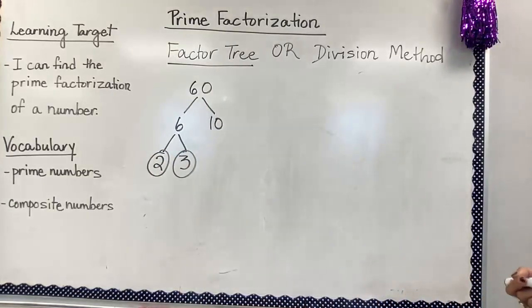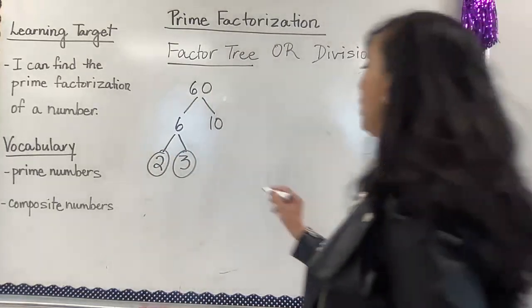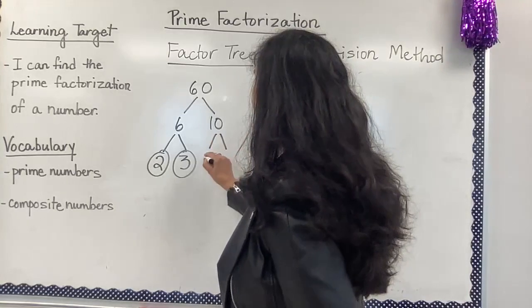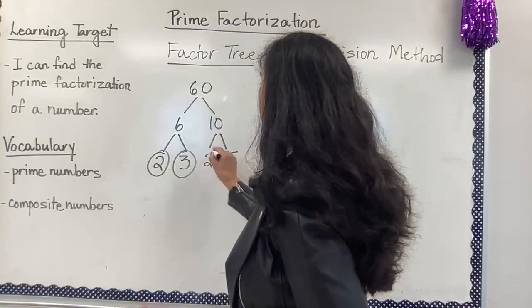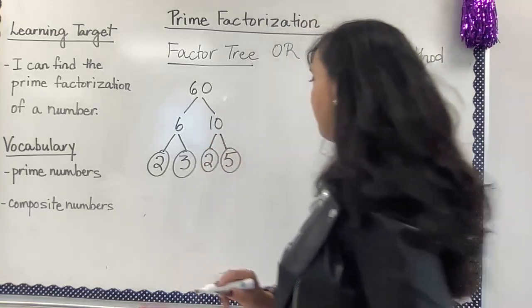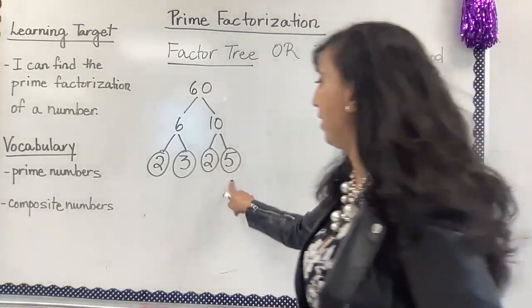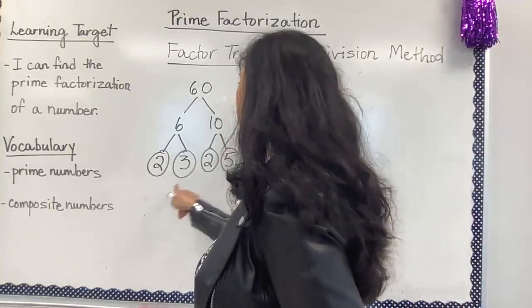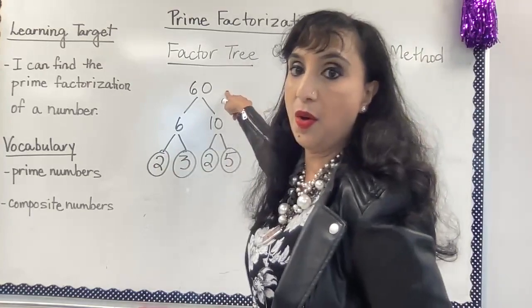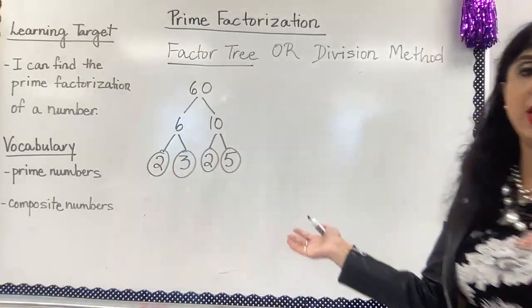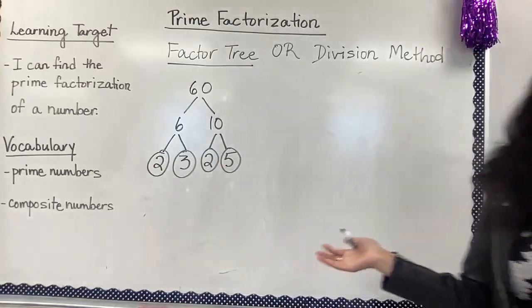Then let's look at 10. 10 is also a composite number. So I'm going to break this down further, and I get 2 times 5, which gives me 10. So think of it, 2 times 5 is 10, 2 times 3 is 6, 6 times 10 is 60. So this is how we are breaking it down using a factor tree.